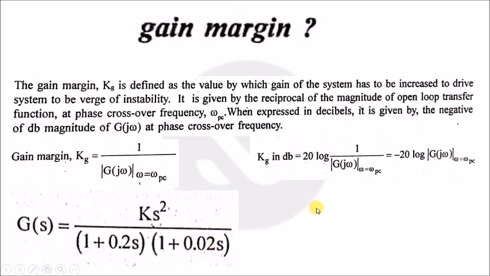Likewise we first form the magnitude equation, then replace the omega by omega pc, which we found from the Bode plot itself, and we get the value. Then multiply by 20 log, and we take it with a minus sign, so that we get the gain margin. So this is homework for you, just to find it out.